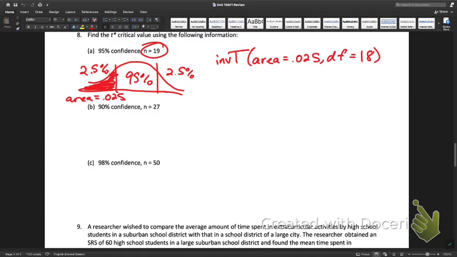You'll plug that in. When we are getting t-star critical values, just like we did with z-star critical values, we don't need the negative. So we are going to drop the negative when you get your answer. When you plug that in and hit enter, you get 2.1. That would be our t-star critical value for 95% with 18 degrees of freedom.